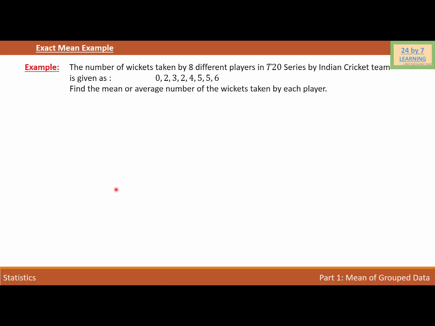Exact mean example. The number of wickets taken by 8 different players in a T20 series by the Indian cricket team is given as 0, 2, 3, 2, 4, 5, 5, 6. Find the mean or the average number of wickets taken by each player.